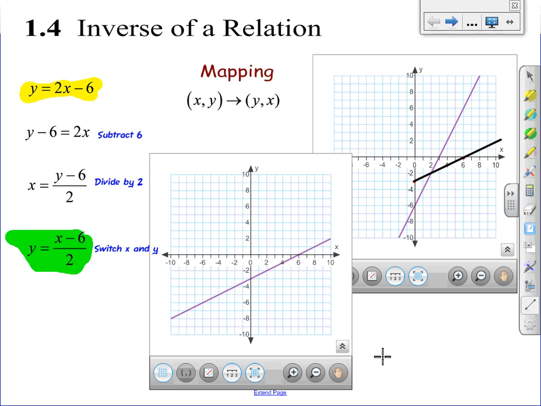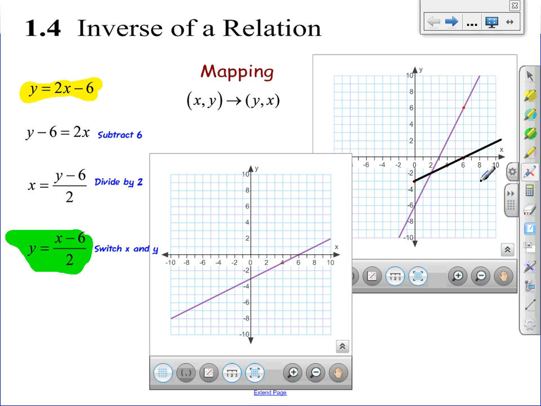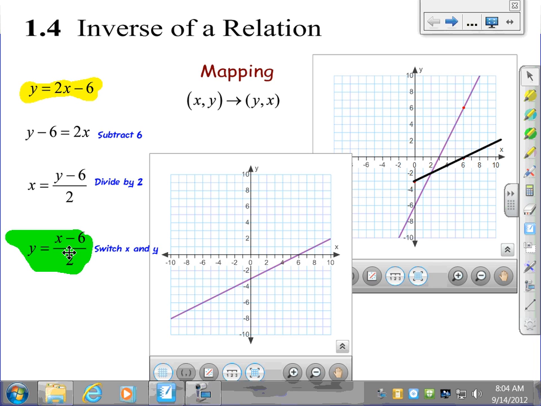What's the significance? Well, let's take some points and start labeling them. Again, I'm just going to use this pen tool to help me out here. I've got a point here at, that looks like 6 and 6. Right? What would be the inverse of 6 and 6? Is that right? Have I done everything correct? Something is wrong. Hold on a second.